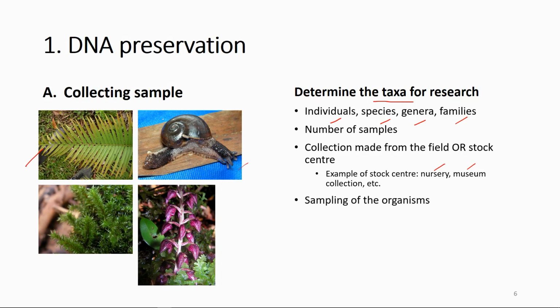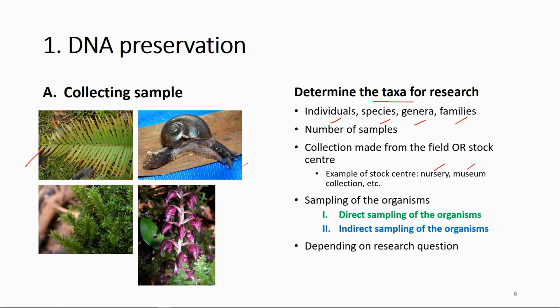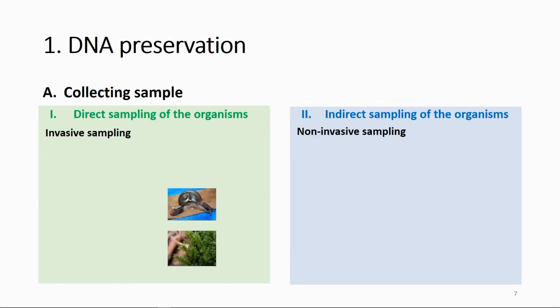If you have to do the sampling, you can use the direct sampling method or the indirect sampling method. It really depends on the research questions and also the organism. The direct sampling method is what we call invasive sampling. The indirect sampling method is what we call non-invasive sampling. For direct sampling, you have to find and collect the organism, so you have direct contact with the organism.